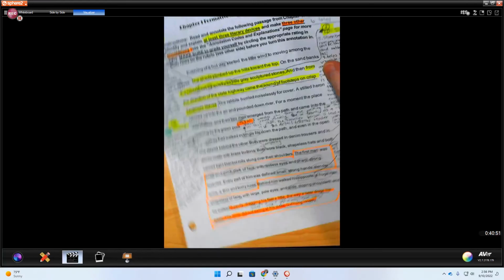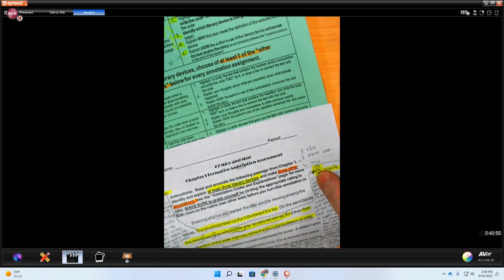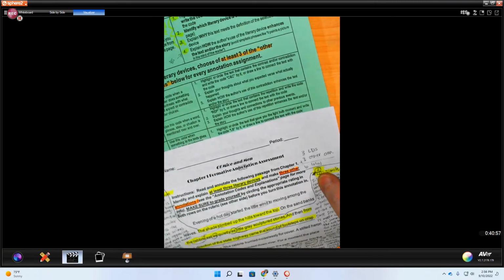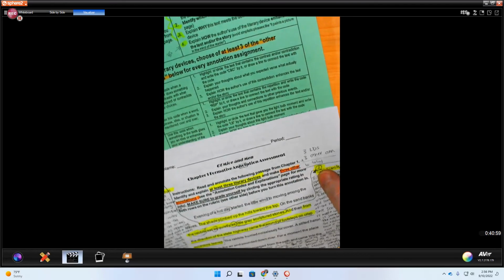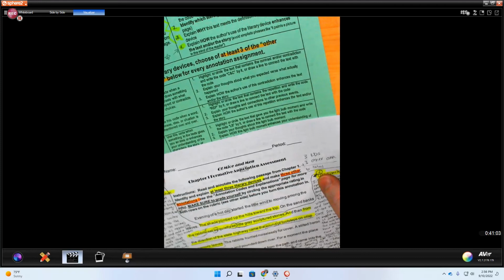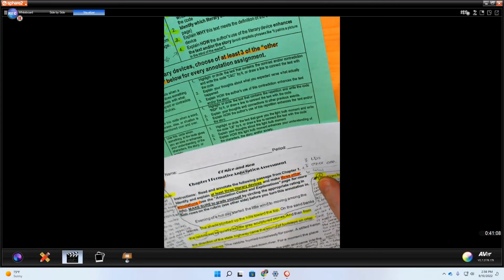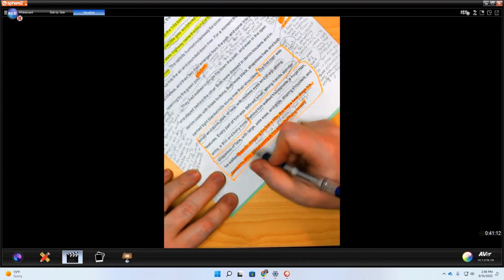So for the light bulb moment, I need to highlight or circle that the text gave me that light bulb moment and put the code by it. And then number 2, I need to explain my thoughts about that light bulb moment. And then I need to explain how this light bulb moment enhances my understanding of the characters, the story, and or society.